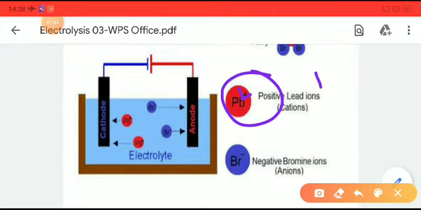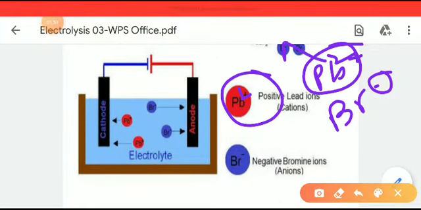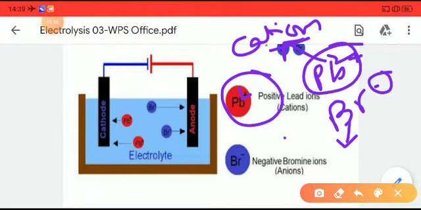So here the cation will be Pb2+ and the anion will be Br minus. Pb2+ is the cation and Br minus are the anions. Right?